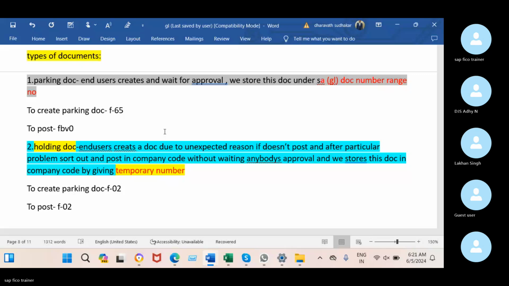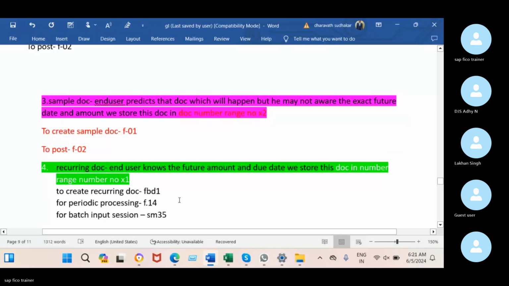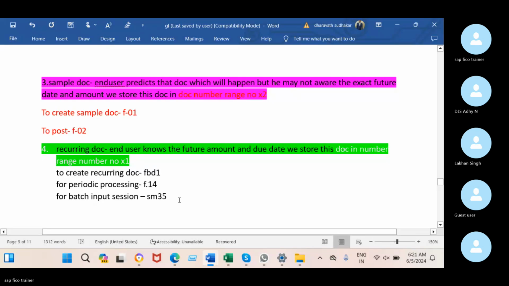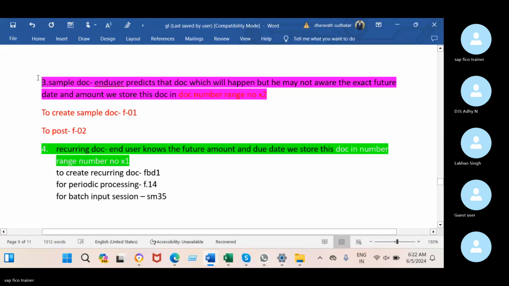In the case of repeatedly happening transactions, we have two documents: sample document and recurring document. The documents for which we can predict the future due date and amount are recurring documents. And for some documents where we cannot predict the future due date and amount, even though it is a repeatedly happening transaction, we call it a sample document.